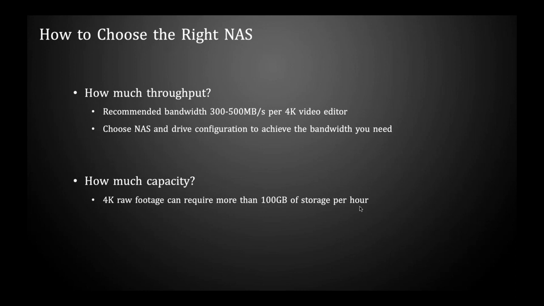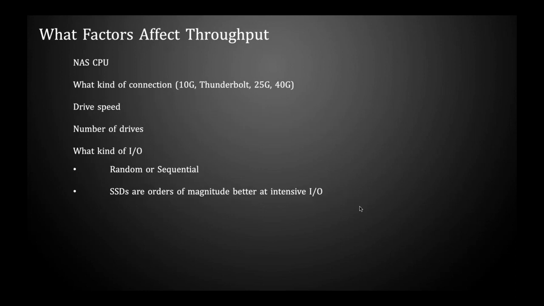And also you can ask how much throughput do you need? And it's kind of a general rule of thumb. It's good to have about 300 to 500 megabytes per second per simultaneous 4K video editor. So if you want to be able to have, let's say, 3 simultaneous 4K video editors, it might be good to have a NAS that can do about 900 to 1500 megabytes per second. And then you can choose a NAS and drive configuration to achieve the bandwidth that you need. And I say drive configuration as well, because that also affects performance, which I'll get into.